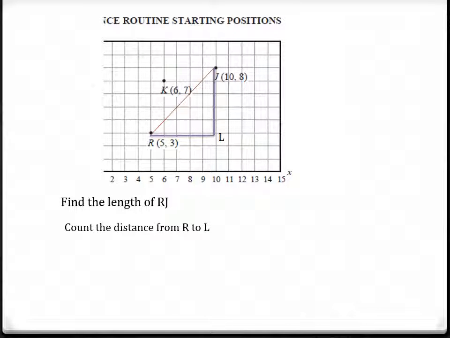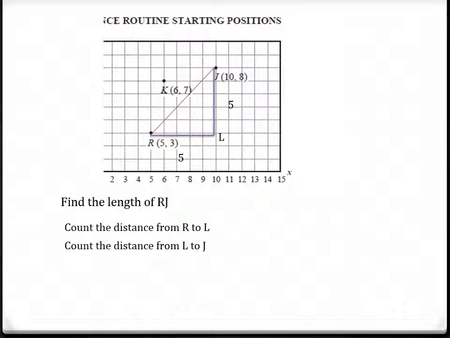Now we're going to find the distance from R to L. Now remember, to do that, you can either count the distance or you can use the absolute value because it is a horizontal line. So I count the distance and I have 5. I'm going to do the same thing for L to J or J to L. And when I do that, I get 5.